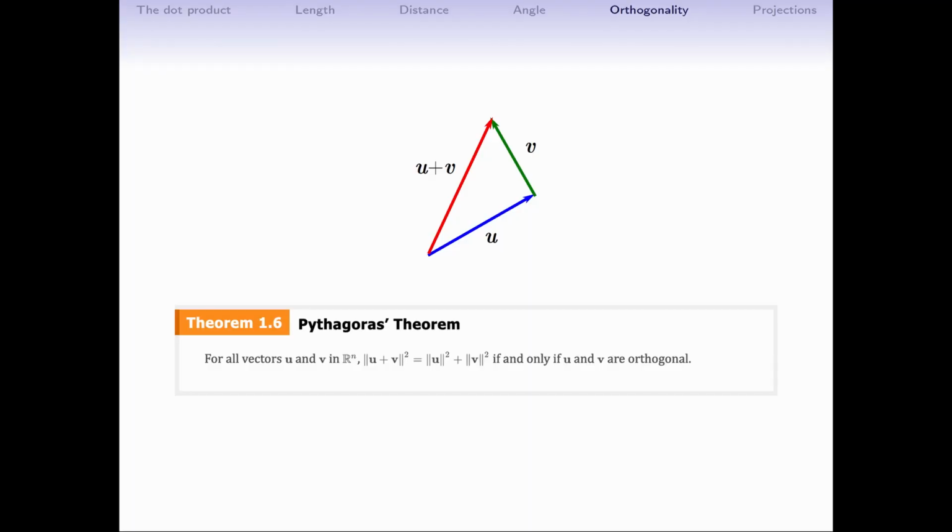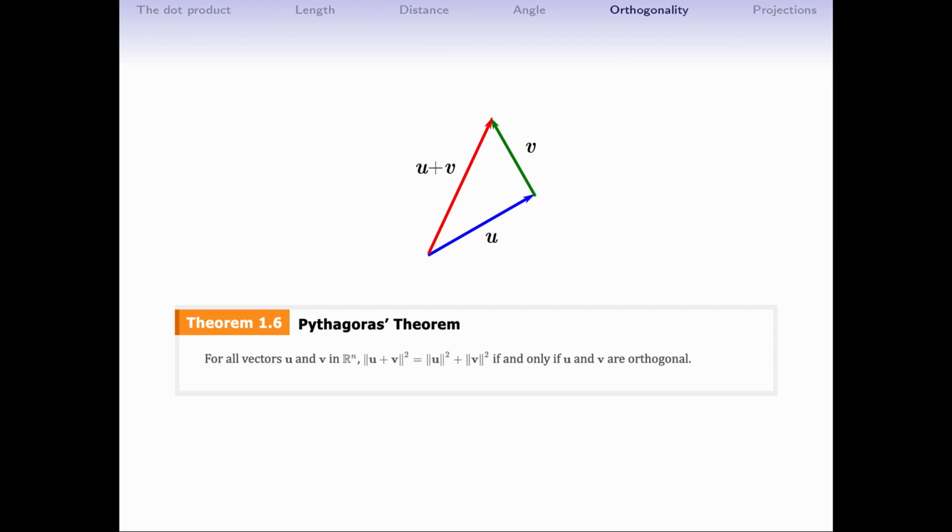Now let's take a look at a theorem that's probably very familiar to you, but we're going to look at it in its vector form, and this is Pythagoras' theorem. So for all vectors u and v in Rn, the length of u plus v squared is equal to the length of u squared plus the length of v squared if and only if u and v are orthogonal.